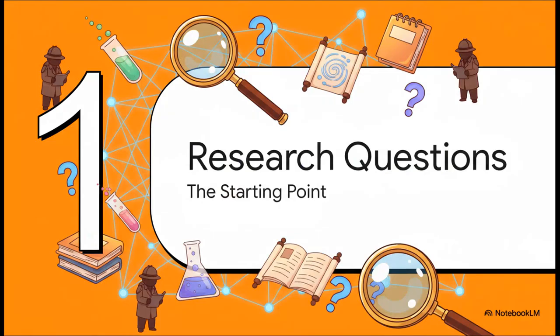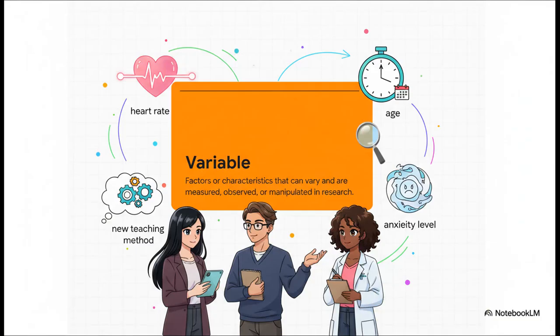You know, every single study, from a small classroom project to a massive clinical trial, it all starts with a question. You can think of researchers as detectives, really. They're just trying to understand the relationship between different things out there in the world. They want to know if one thing might cause, or is at least connected to, another. And those things they study, well, we call them variables.